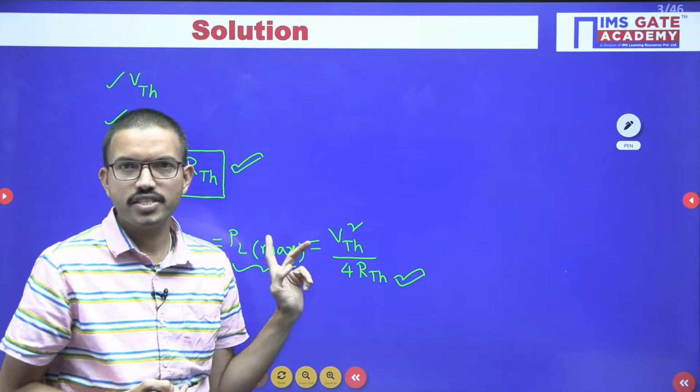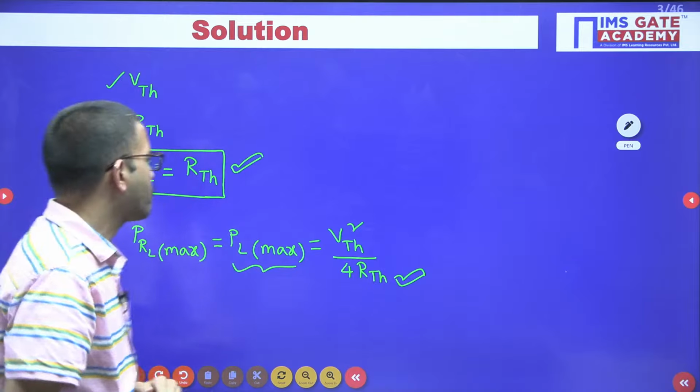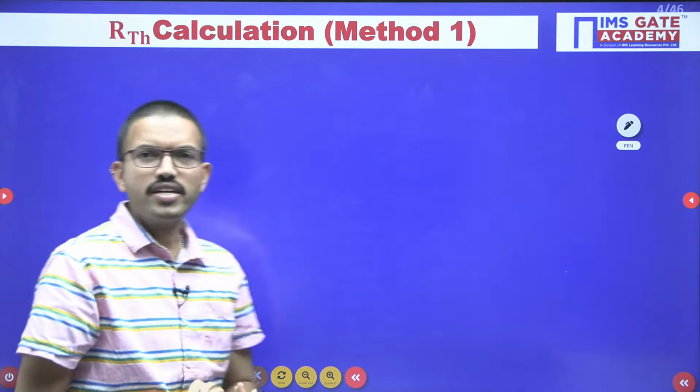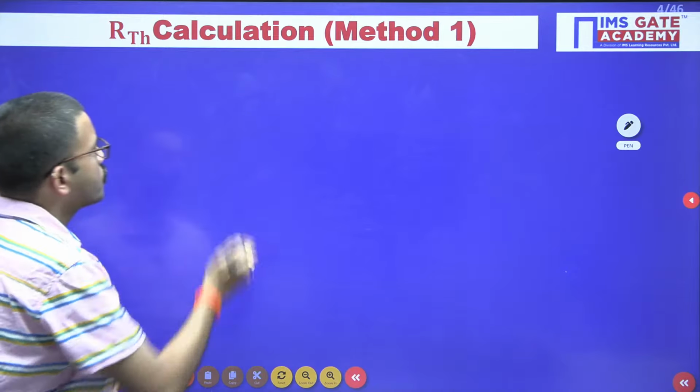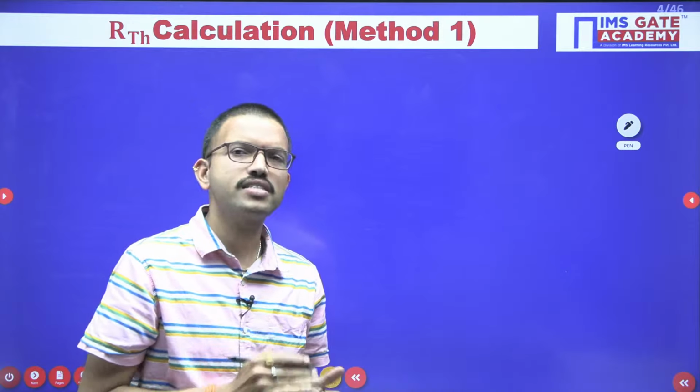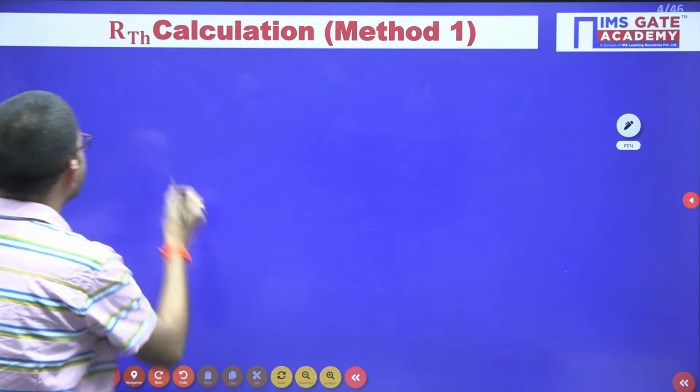So first of all, let us calculate RTH. After that, we'll calculate VTH. So first I am explaining RTH with the help of one method. Later I will discuss one more method.